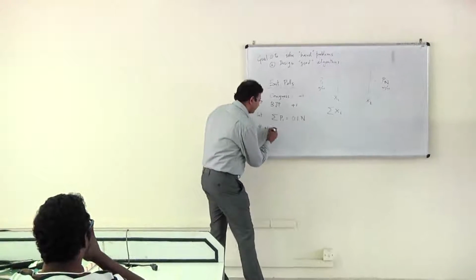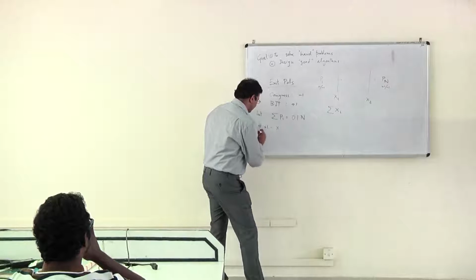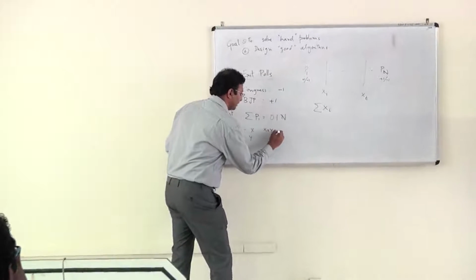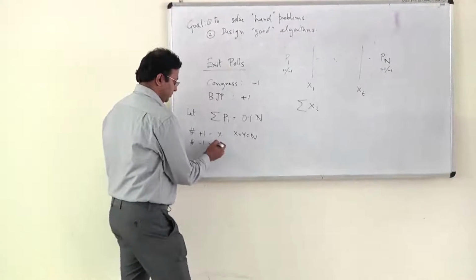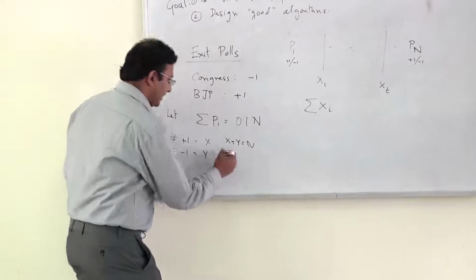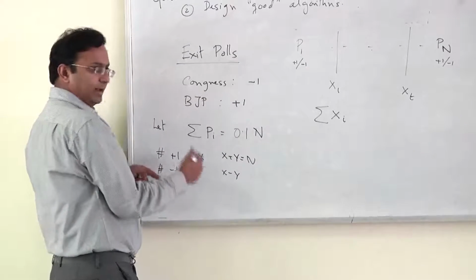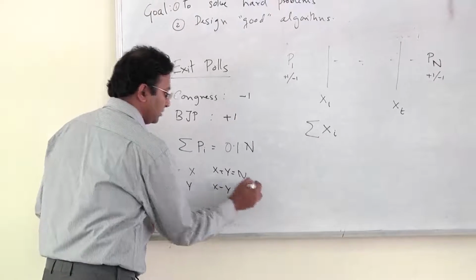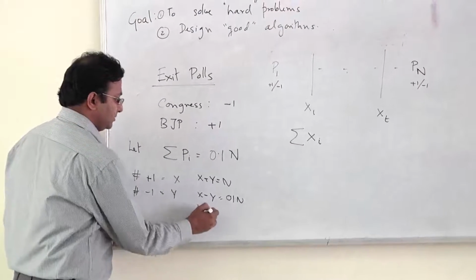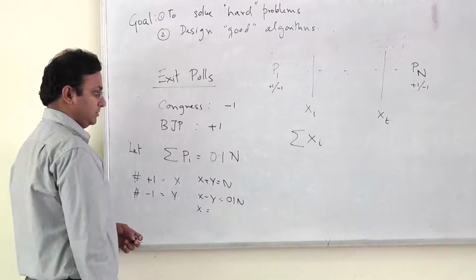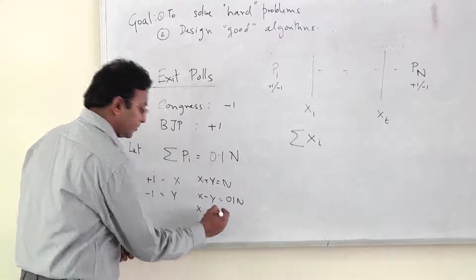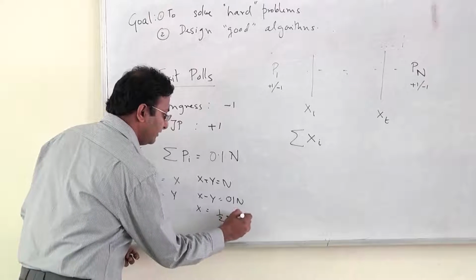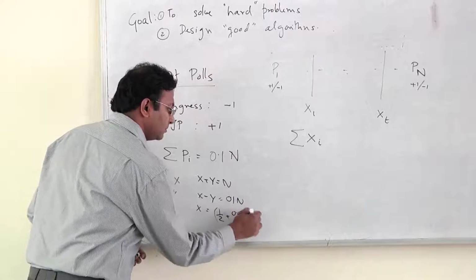The number of people voting 1 is x, the number of people voting -1 is y, and x plus y equals n, right? So that's the total number. And x minus y, meaning if I count with the minus, comes to 0.1 n. So what is x? Sorry? Half plus 0.05 n.